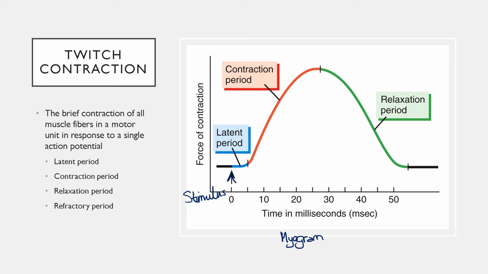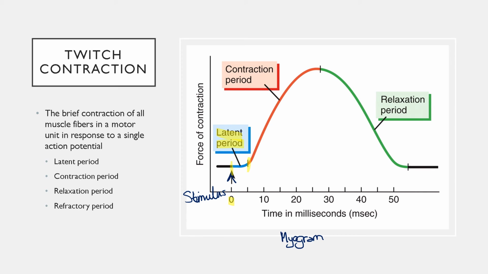Note that there is a brief delay between the activation of the stimulus here, time 0 on the graph, and the beginning of a contraction. This is called the latent period. During this latent period, the muscle action potential sweeps over the sarcolemma, and calcium ions are released from the sarcoplasmic reticulum. That's what happens in this latent period.